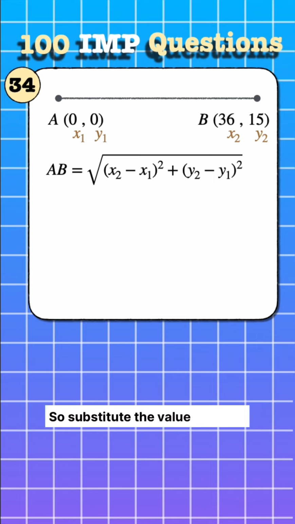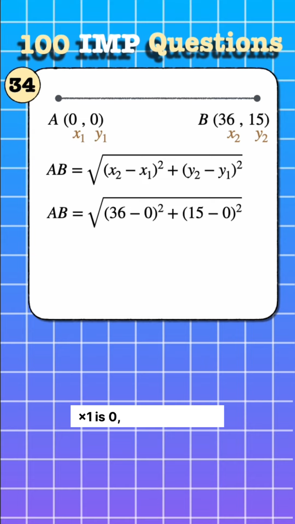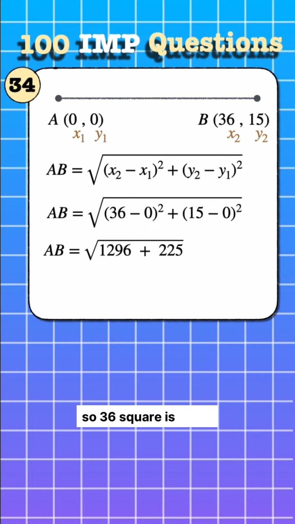So substitute the value. x2 is 36, x1 is 0, y2 is 15, y1 is 0. So 36 minus 0 is 36. So 36 square is 1296. 15 minus 0 is again 15. So 15 square is 225.